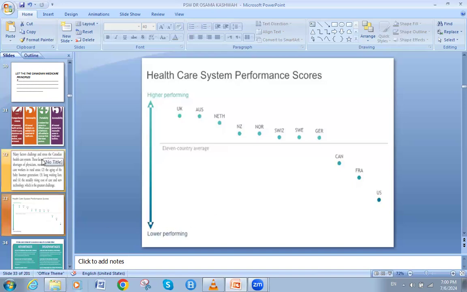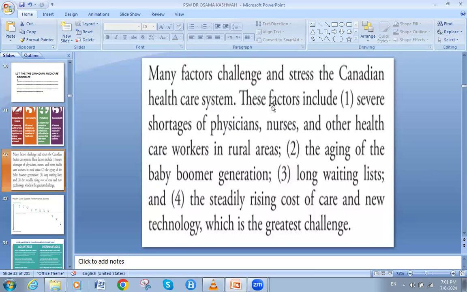Yes, it's facing challenges and it has problems which affect its performance. We see that Canada here is not on the top of the scores in healthcare service performance. Canada is almost ahead of only two other countries, France and the United States of America. And it's moving towards lower performance because of the waiting lists and those problems which we can see here: shortage of physicians, nurses, healthcare providers, the aging of the baby boomer generation, the long waiting lists and the steadily rising cost of care. The costs are going higher, and this is causing other challenges.